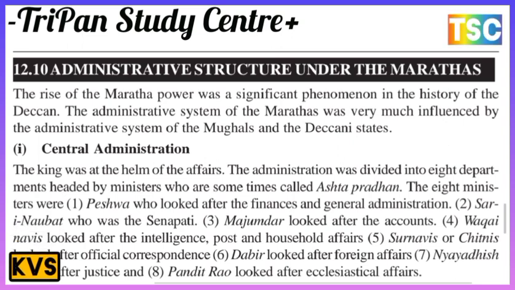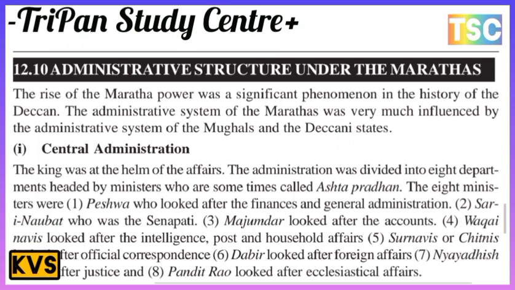First, the central administration. The king was at the helm of affairs. The administration was divided into eight departments headed by ministers who are sometimes called the Ashta Pradhan. Ashta Pradhan, this is important.